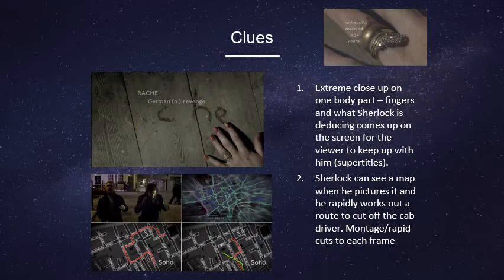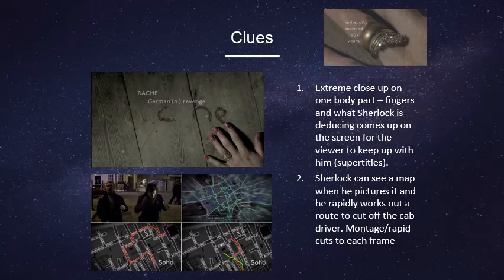Now on to the clues that Sherlock looks for when he's trying to solve a crime. This is a bit of a jump forward in the story, but I'm assuming at this point that you've already watched episode 1 and taken your own notes. The top two images are extreme close-ups on a body part or a word. Okay, when Sherlock realizes that Rache, the German word for revenge, is the word that's carved there, it comes up on the screen so that the audience can keep up with Sherlock's deductions.